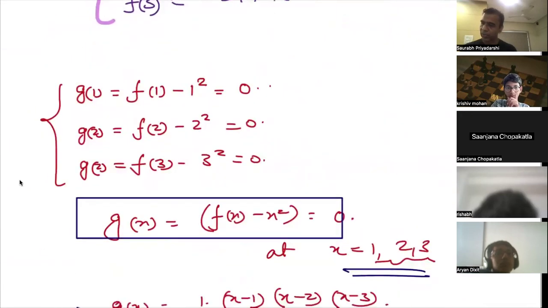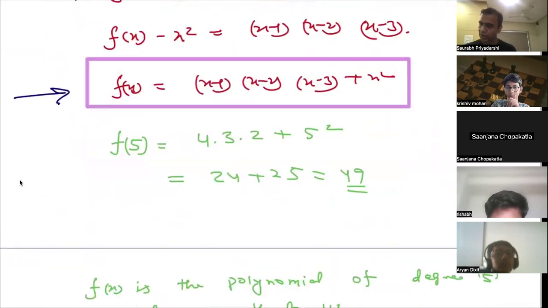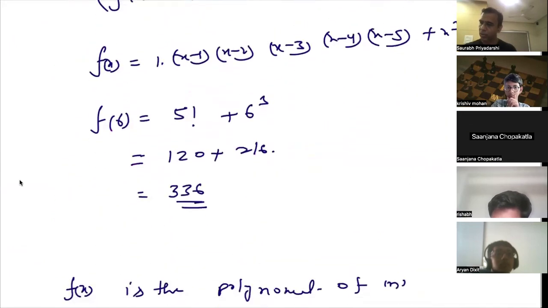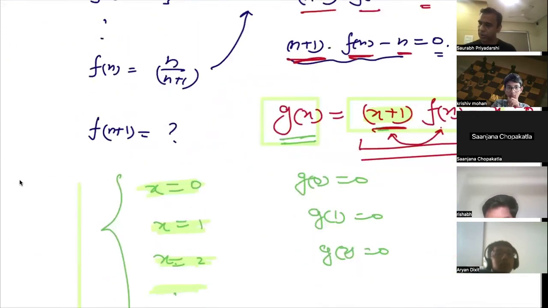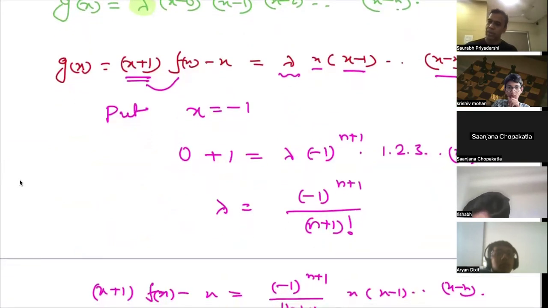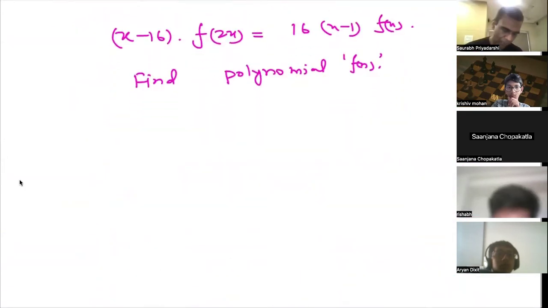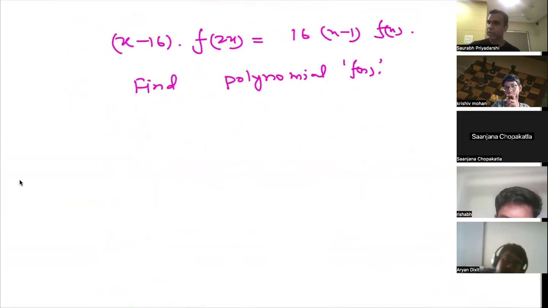Now you can connect from this, right? This is the question. Just a minute. (x minus 16) into f(2x) is equal to 16 times (x minus 1) into f(x), right? Find the polynomial f(x).